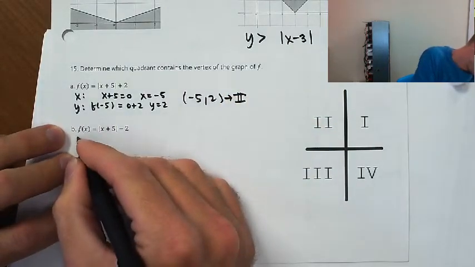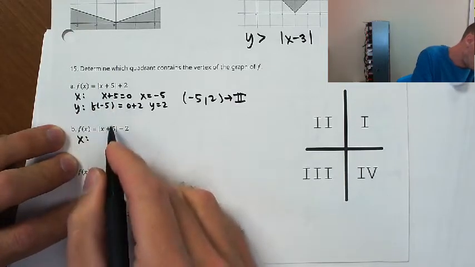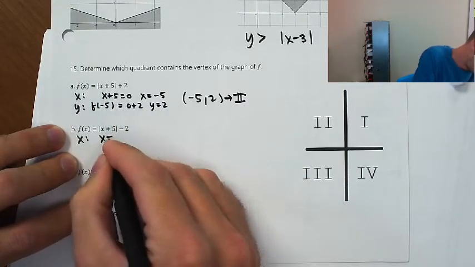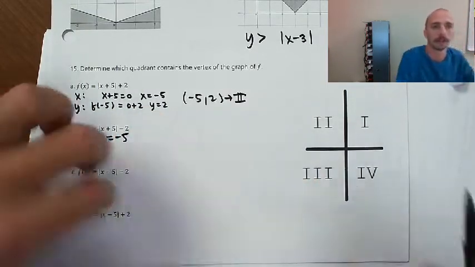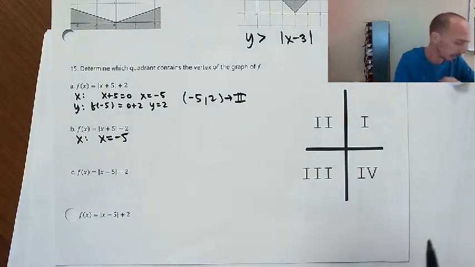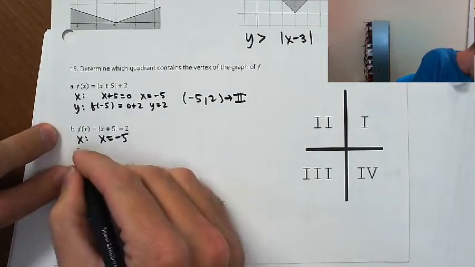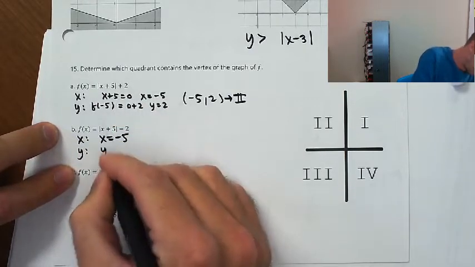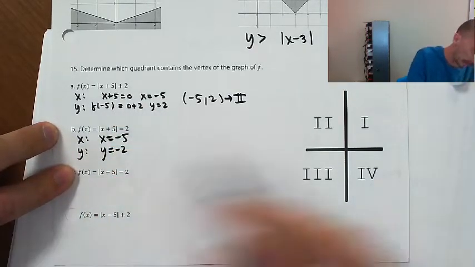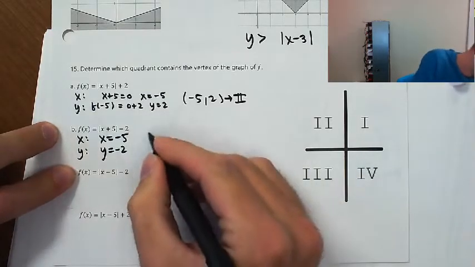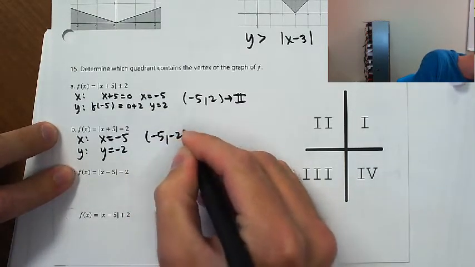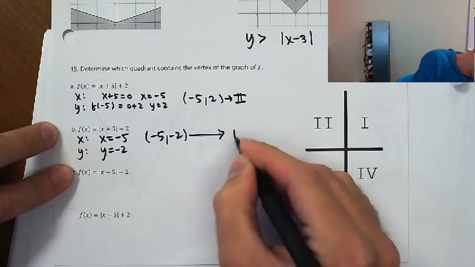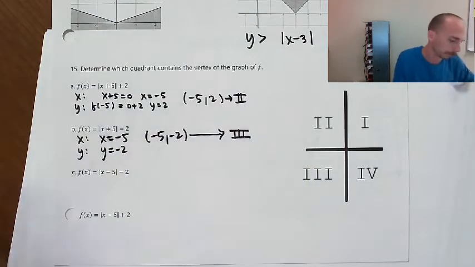Again, for x, I took the same one, so I'm going to get x equals -5 again. I had the same thing on the inside of the absolute value, so I don't need to do that again, I already did that. And then y is going to be, well, the only difference is 2 to negative 2, so y equals negative 2. So if x is negative and y is negative, well, that's going to give me quadrant 3.